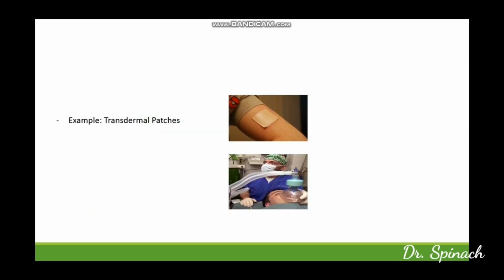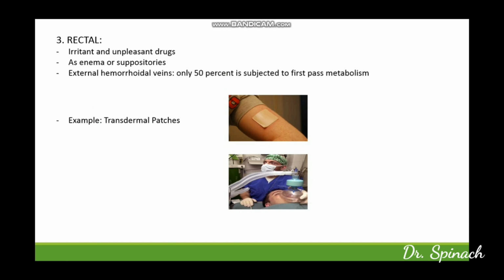The third one is the rectal route. Certain irritant and unpleasant drugs can be put into rectum as suppositories or enema for systemic effect. This route can also be used when the patient is having recurrent vomiting or is unconscious. The most important thing to know over here is that about 50% of the drug that is absorbed into external hemorrhoidal veins of the rectum bypasses liver. So, only 50% of the drug is subjected to first pass elimination.